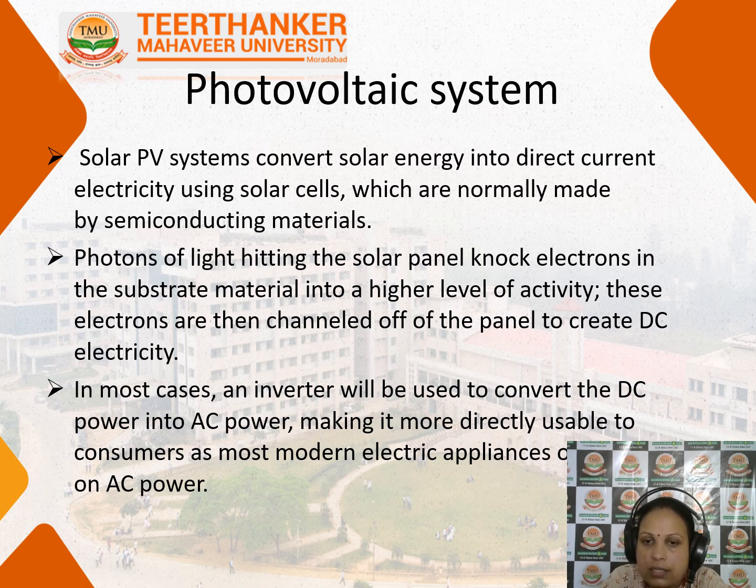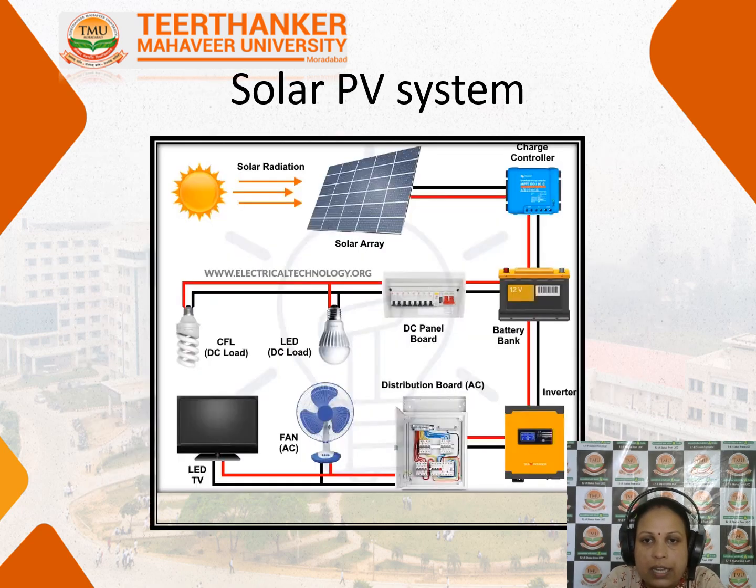So in most of the cases, an inverter is used to convert this DC current into AC current, so that it is more directly usable to the consumer, because all the modern electric appliances work on AC power. Next, this is the schematic presentation of the solar photovoltaic system.